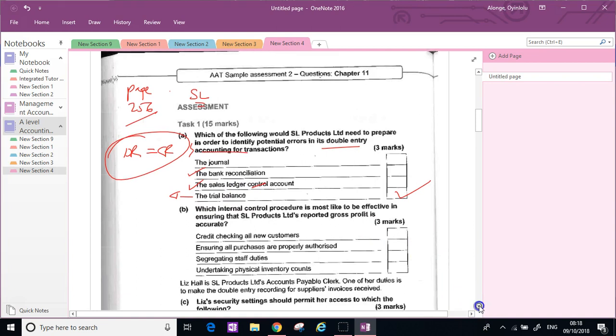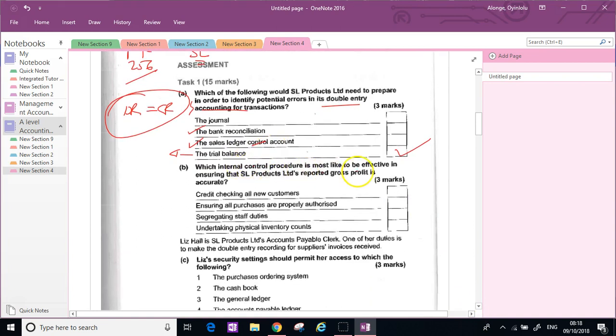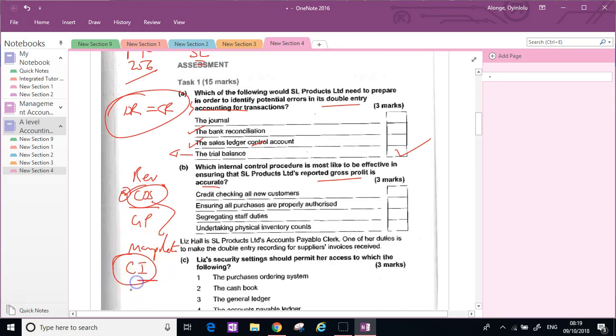Right, let's carry on. The next one says, what internal control procedures are likely to be effective in ensuring the GP is accurate? So the question we should really be asking is, we want to see revenue, cost of sales, and that's our GP. Most of the time, the issue is cost of sales. All you have to do is manipulate closing inventory, and if you manipulate closing inventory, cost of sales will change. Even from an audit point of view, anything that manipulates closing inventory will affect cost of sales and therefore gross profit.